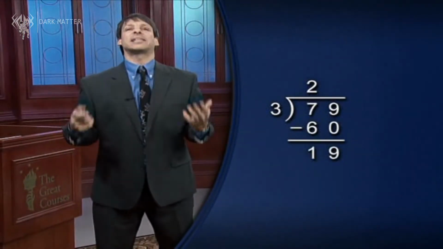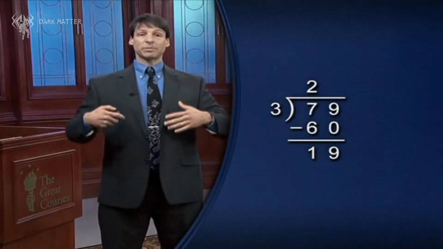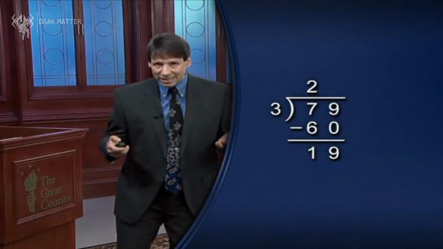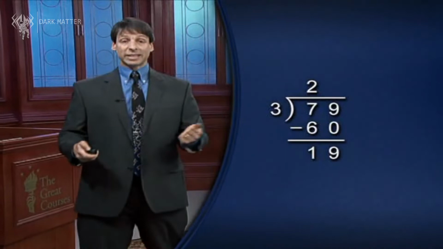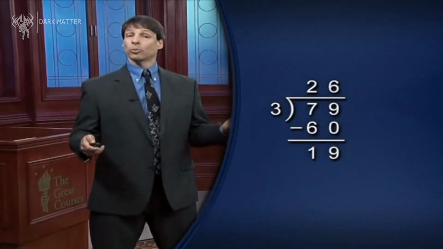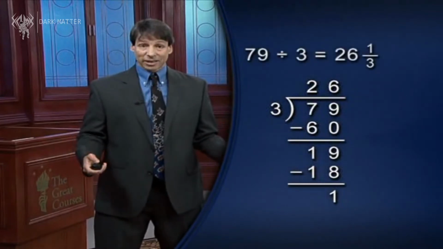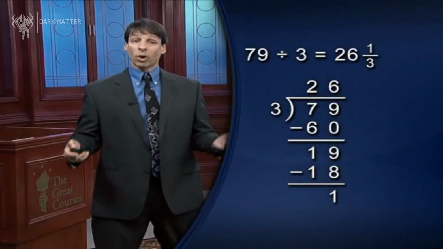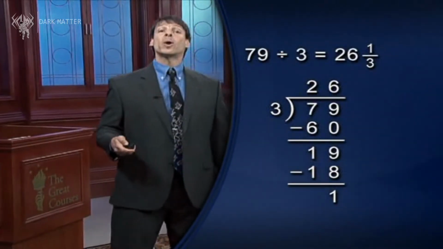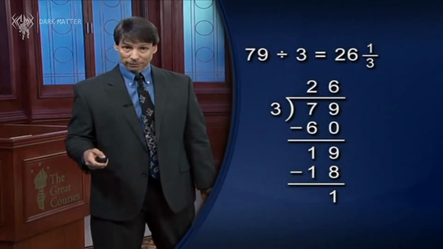I now have a simpler problem. How many times does 3 go into 19? 3 goes into 19 6 times with a remainder of 1, so there's my answer, 26, with a remainder of 1, or if you prefer, 26 1/3.